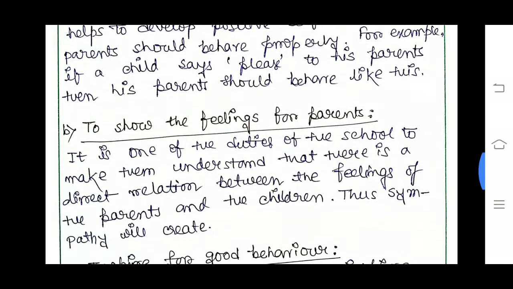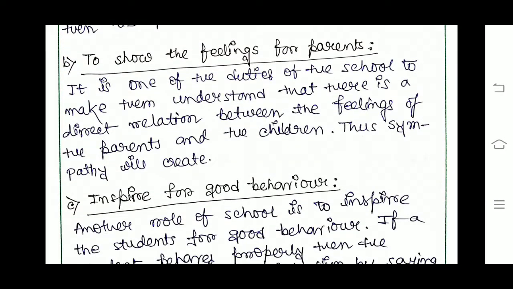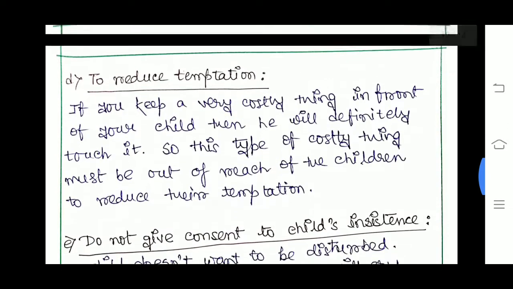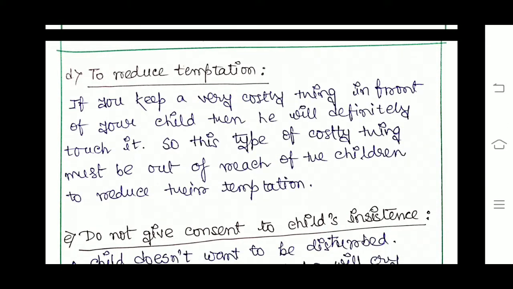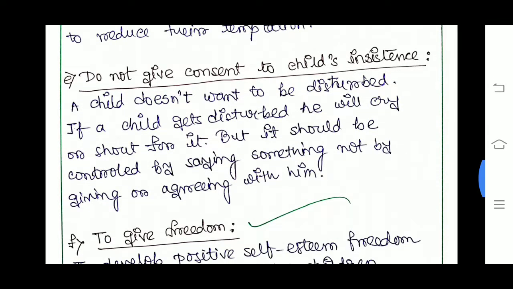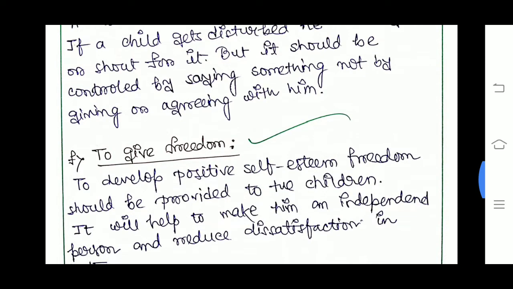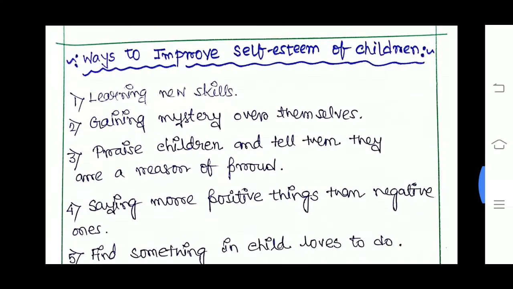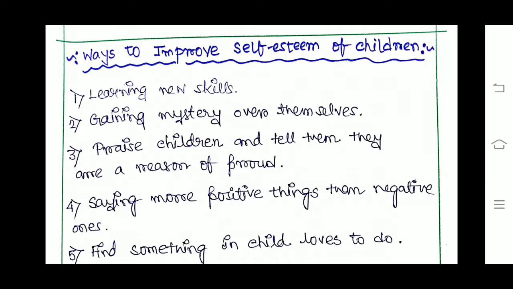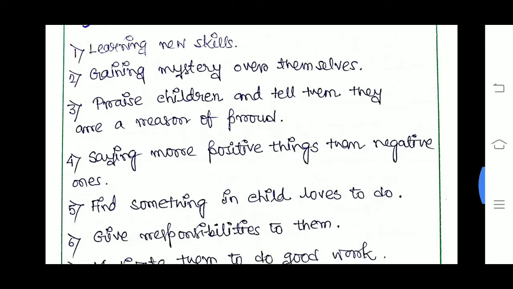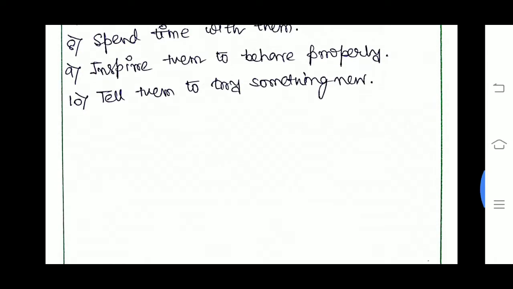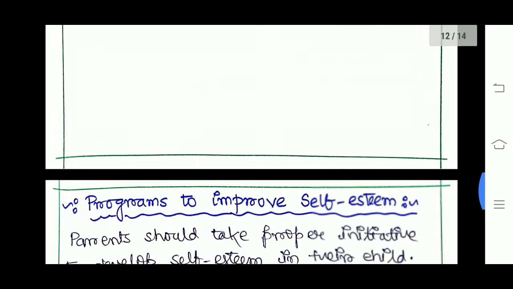A child follows his parents, to show the feeling for parents, inspire for good behavior, to reduce temptation, do not give the consent to the child, insistence to give freedom. And the next point, way to improve self-esteem of children. These are the points of way to improve self-esteem.